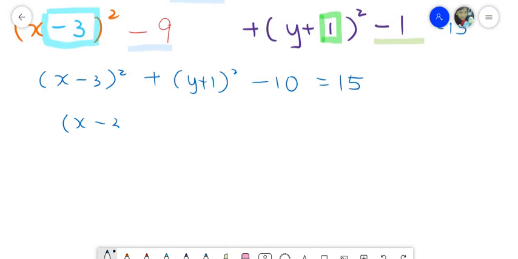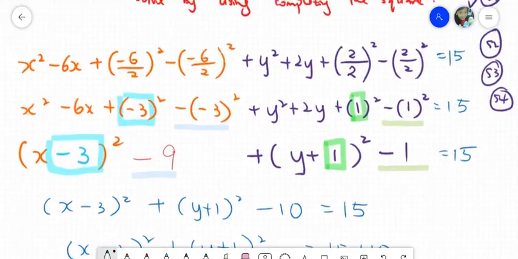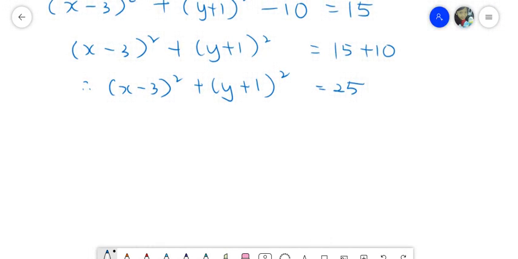So obviously you have add up with y plus 1 square equal to 15 plus 10. So you got 25. X minus 3 square add up with y plus 1 square. From the question, they want you to find the center and the radius. So how? Same thing. Do always remember to get your standard equation. Just write in. That will be the safest way.